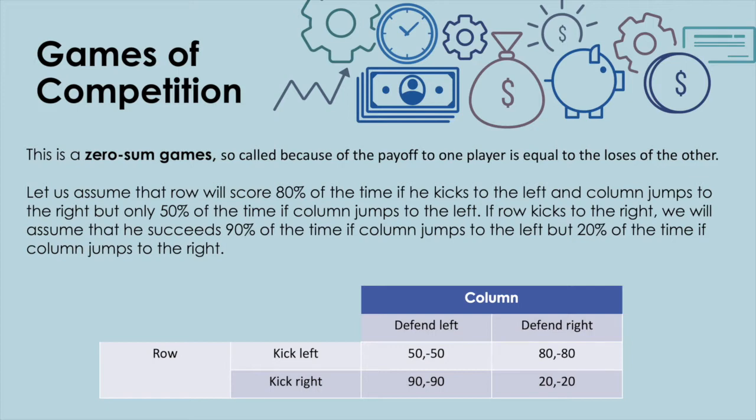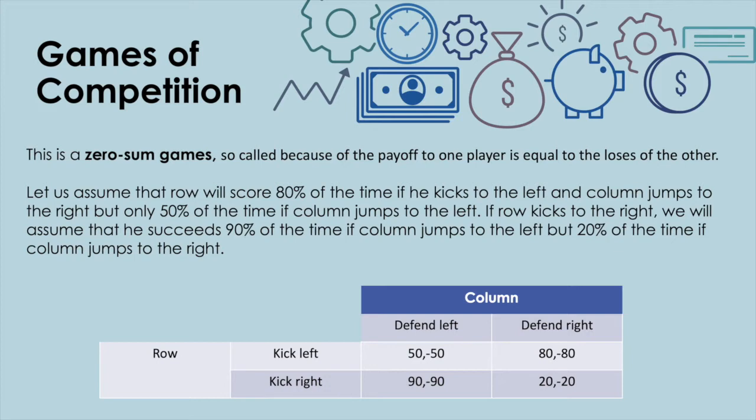So the row is kicking a penalty shot and the column is the defending. Row can kick to the left or kick to the right. Column can favor one side and defend to the left or defend to the right in order to deflect the kick. So let us assume that the row will score 80% of the time if he kicks to the left, and column jumps to the right, but only 50%.